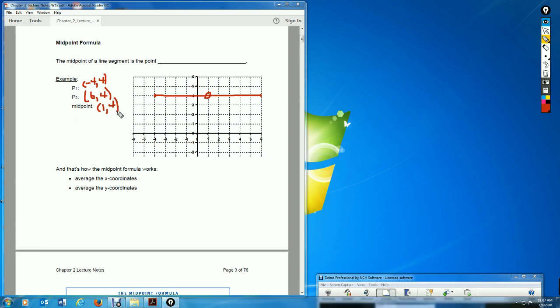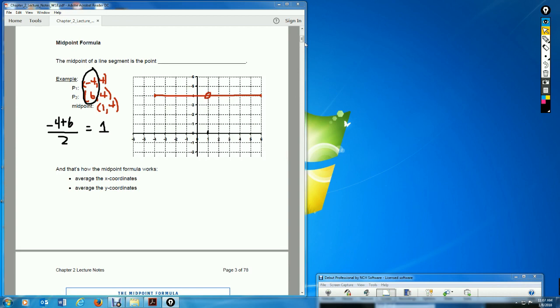So that was pretty easy to do intuitively. Basically, the y coordinate remains the same. The x coordinate, we basically just averaged the two x coordinates. We had negative 4 and 6. We took negative 4 plus 6, which would be positive 2, divided by 2 is equal to 1. Okay, so that's how we got that midpoint coordinate, by averaging the two x coordinates. So that's how the midpoint formula works. You just average the x coordinates of the 2 points, you average the y coordinates of the 2 points, and that will give you the midpoint of the line segment.